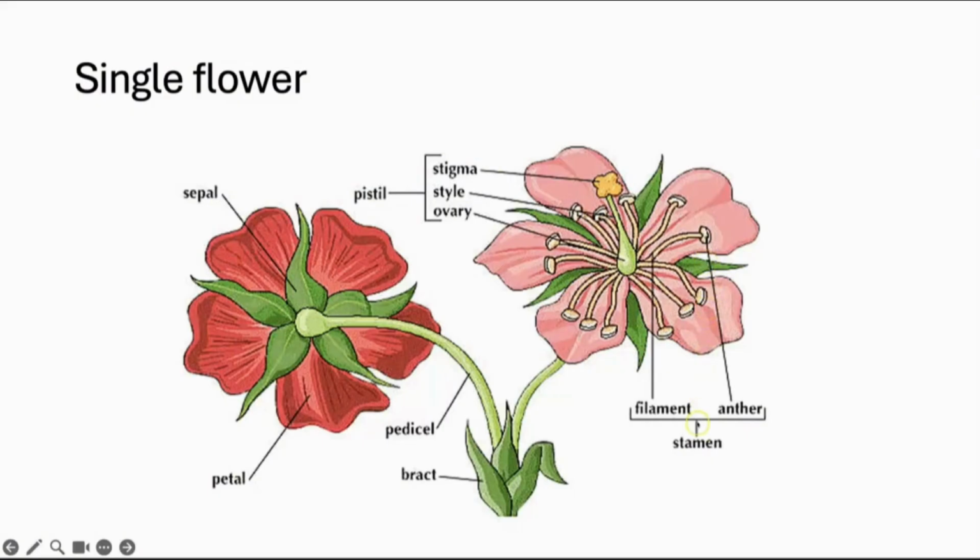Stamen means it is a male reproductive organ. Pistil means it is the female reproductive organ of a plant. So stamen contains anther and the filament which holds the anther. And the pistil, here you can see the front part which we see mainly in yellow color, that is called a stigma, and the long tube-like structure we call a style, which ends in an ovary, and the ovary contains the ovule.